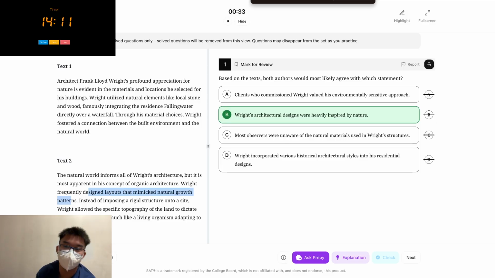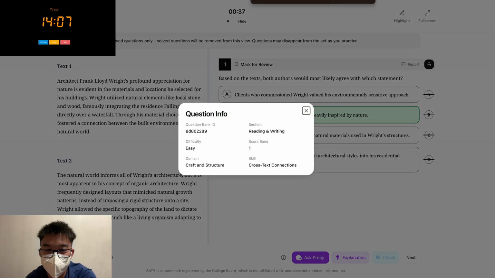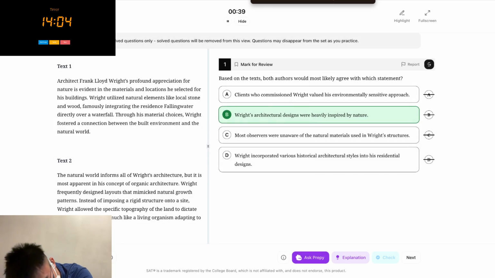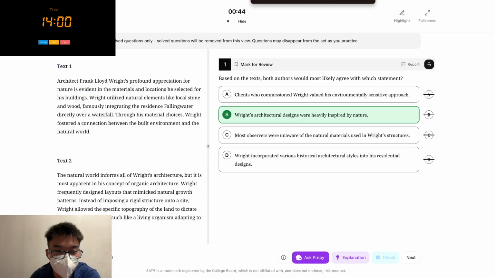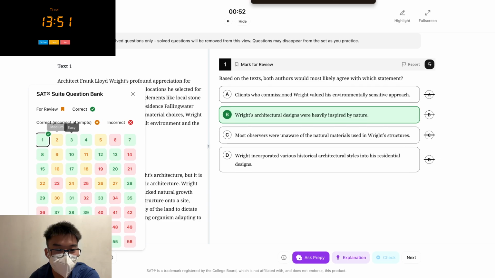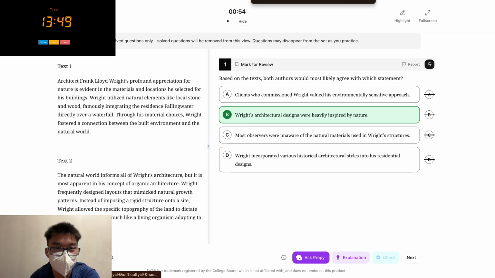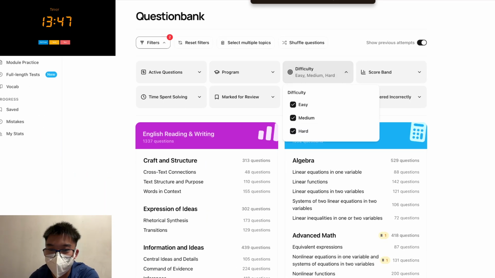Okay, for this one, I just saw... I probably shouldn't be looking at the difficulty, but I highlighted the nature part and I talk about mimicking growth in nature. I think that makes the most sense. Yeah, low key, I should be doing more of the medium-hard ones. Actually, let me just go back real quick and switch that up.